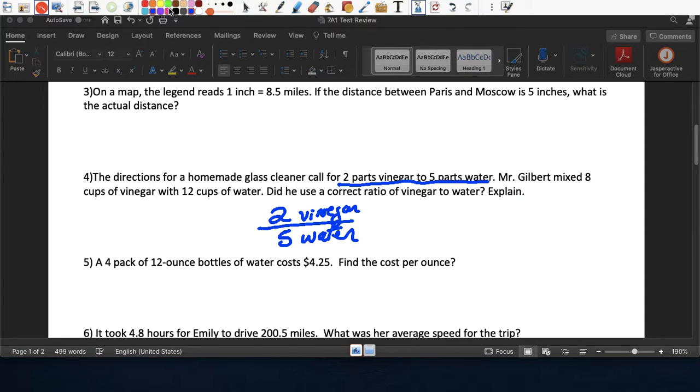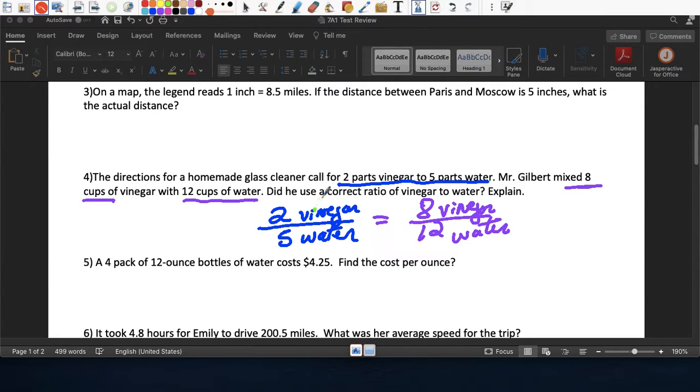So Mr. Gilbert, whoever he is, says, okay, I'm going to mix 8 cups of vinegar. So I'm going to use 8 parts of vinegar. And then he used 12 cups of water. Did he follow the instructions correctly? Did he keep it proportional? So water over here. Well, let's take a look.